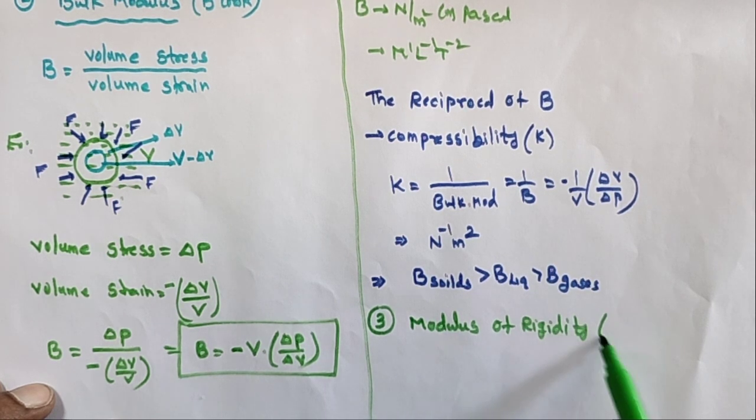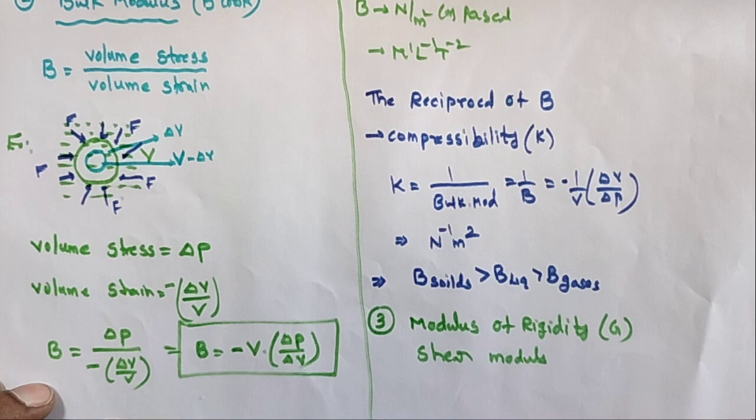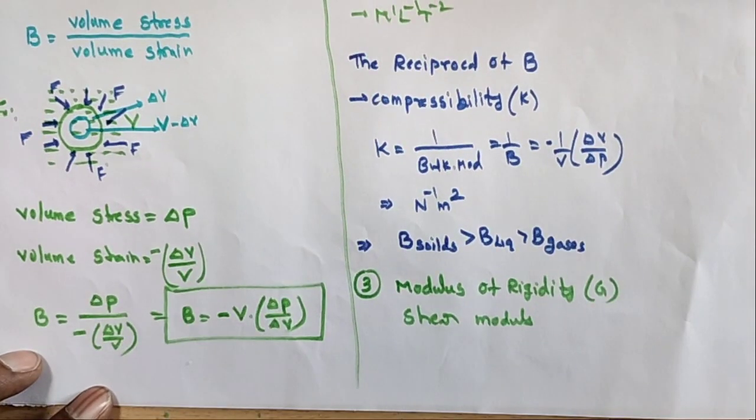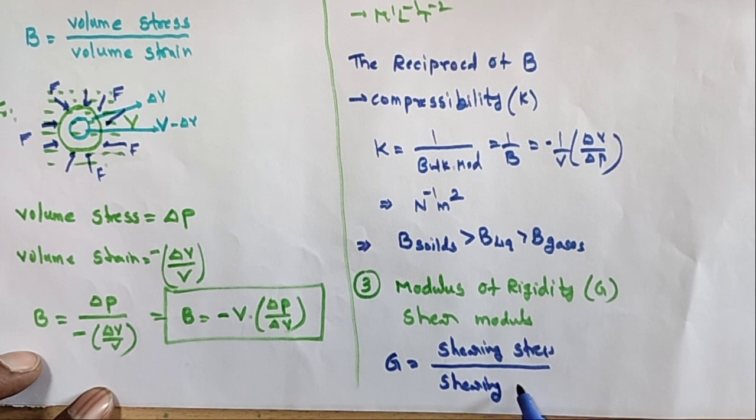Modulus of rigidity, capital G, or shear modulus. So here, what is the modulus of rigidity? Within the elastic limit, the ratio of shearing stress by shearing strain is called modulus of rigidity. So what is the formula here?